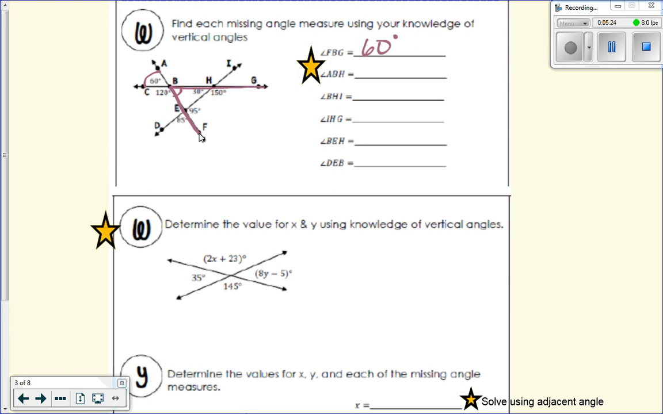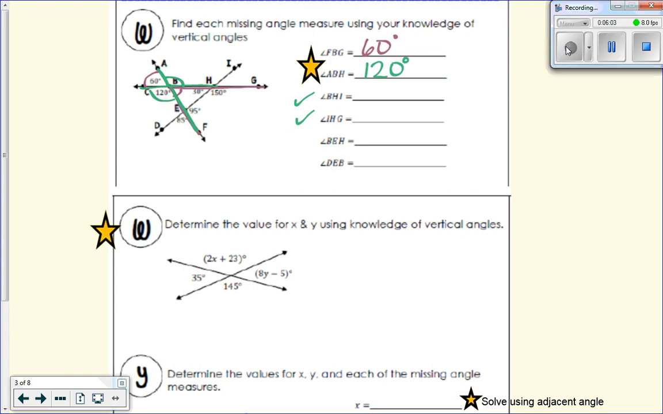All right, let's do the next one together. Angle ABH. What angle is vertical of ABH? What's that measure? Good. CBF. What is the vertical angle measure? 120. Since they're vertical, they are congruent. Good. All right, so with your table, I want you to try this one, and then we'll check.